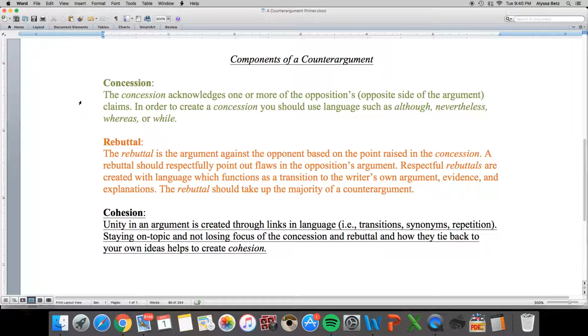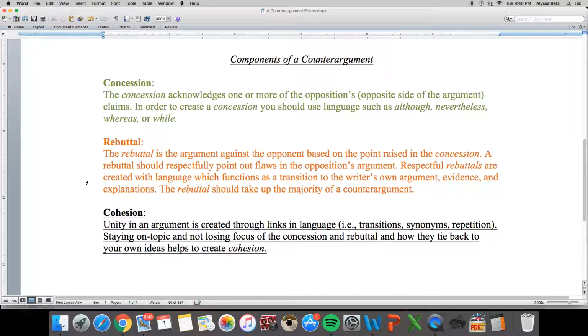Once you actually acknowledge the opposition's best point that they have against you, once you have your concession, you're going to move into what's called a rebuttal. A rebuttal is the argument against your opponent based on the point that you raised in the concession. So the rebuttal is whenever you basically are saying why the opposition's point does not make sense, or why the opposition's point is not as strong as yours. Respectful rebuttals are created with language that functions and transitions into the writer's own argument, evidence, and explanations. The rebuttal should take up the majority of the counter argument.